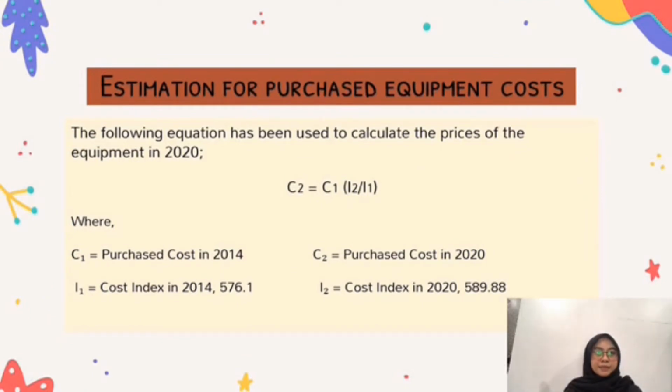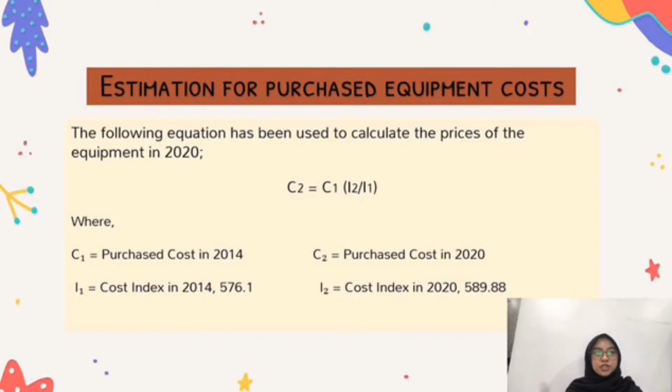Next, estimation of purchase equipment cost. In order to convert the price of the leased equipment in Table 1, our plan uses the Chemical Engineering Plant Cost Index (CEPCI) to take into account changing economic conditions such as inflation. This is to ensure the cost estimate is accurate for the present time.